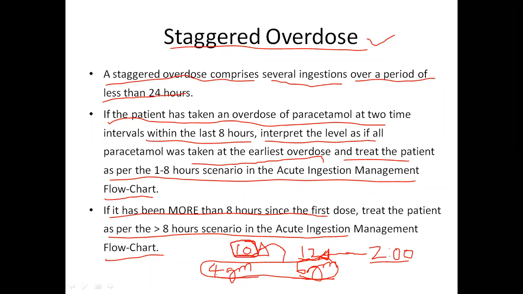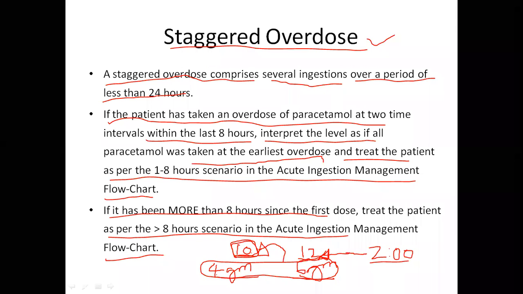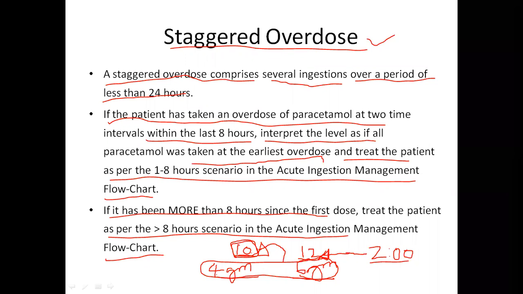You understood my point? If it is within 8 hours, of course he took it at two different timings, but what you will consider is that all the 10 gram was taken by him at morning 10 o'clock. You will not consider differently. Okay, and you will start treating the patient.